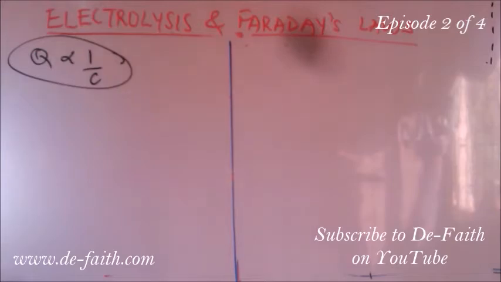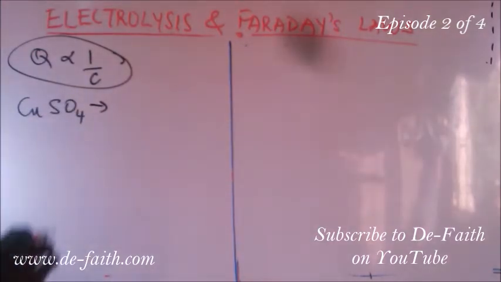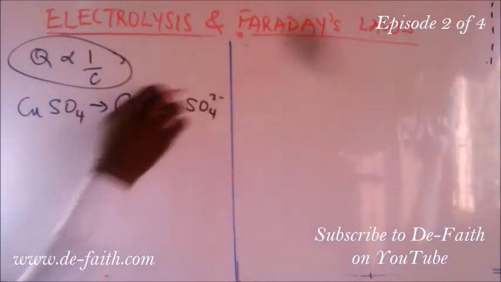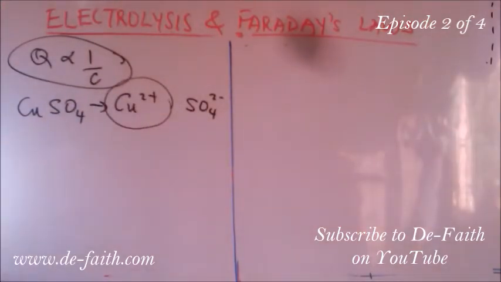It means that, for instance, if you have a solution or an electrolyte of copper sulfate, here the copper sulfate can be dissociated into Cu2+ and SO4 2-. Now, the charge on this copper is 2+. The number of moles of elements that will be deposited on the electrode is determined by the charge on the elements, this or this. So this is what we mean.